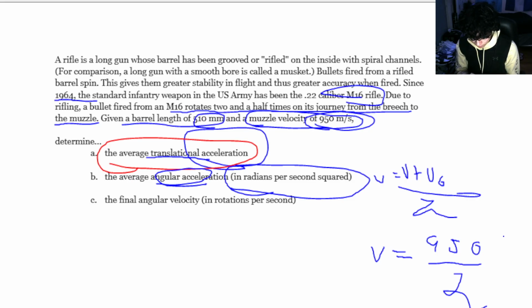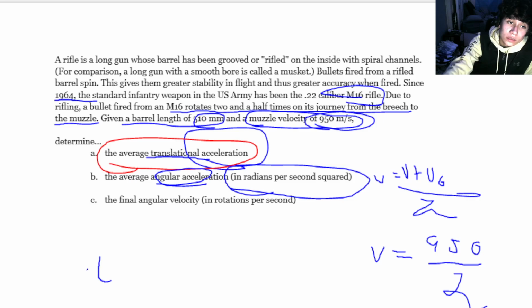What is my data plane? Yeah, I did it wrong. 475. Yeah, okay. So you get 475 meters per second, and then we use the formula to find the time, so T equals your displacement over the 475 meters per second.